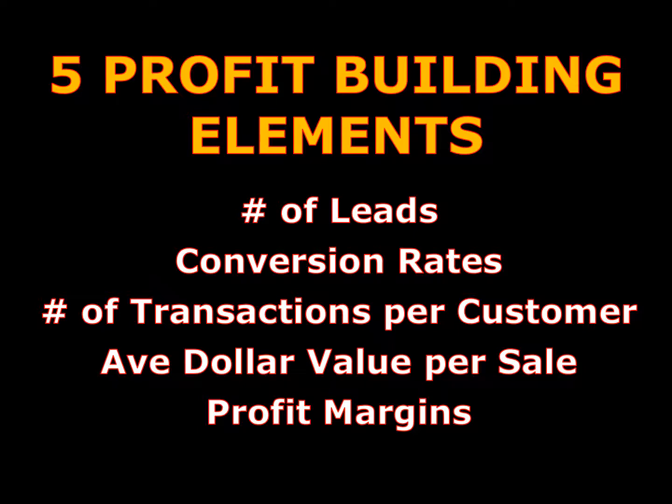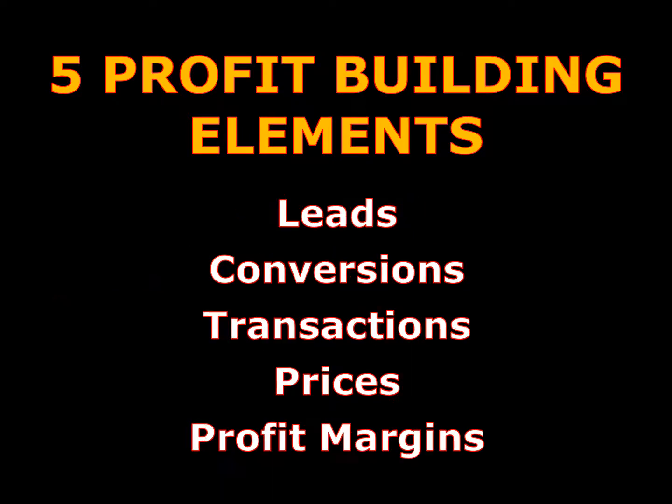First is the number of leads you get. That is the number of people you contact or the number of people who contact you. Second is conversion rates. How many of those leads become customers or clients? Next is the number of transactions per customer. Do they come by, buy again, and buy again, and buy again, and refer people? 4 is the average dollar value per sale, or simply prices. And 5th is profit margins. All of these things can be increased with the proper strategy, and that's what I want to talk with you about here today. Here's a simpler way of looking at it: leads, conversions, transactions, prices, and profit margins.